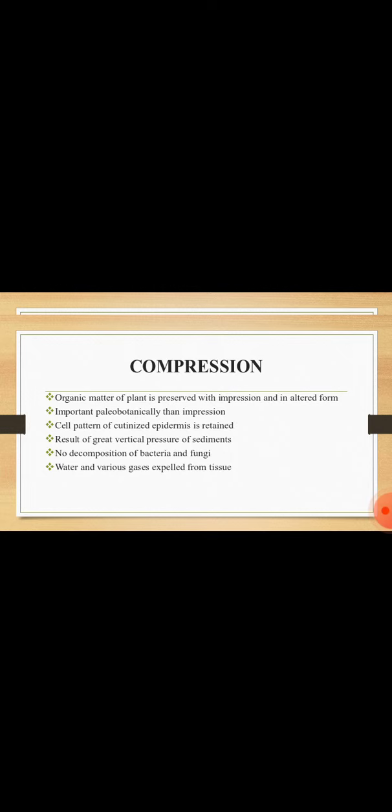This is the most common kind of preservation, in which much of the organic matter of the plant is preserved with the impression of the plant. Here, the organic matter retained on the surface may be a layer of structureless carbon, although sometimes the cell pattern of the cutinized epidermis is retained. Compressions are formed as a result of great vertical pressure of the sediments. The buried plants or plant parts are highly compressed due to the weight of sediments lying over them.